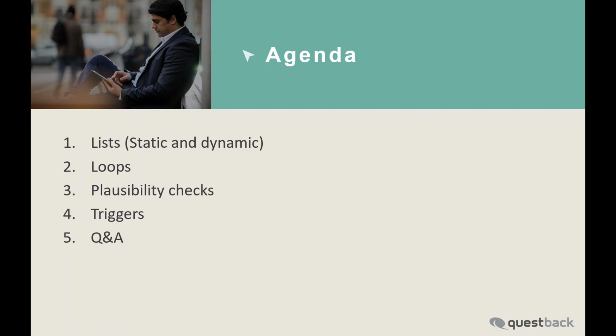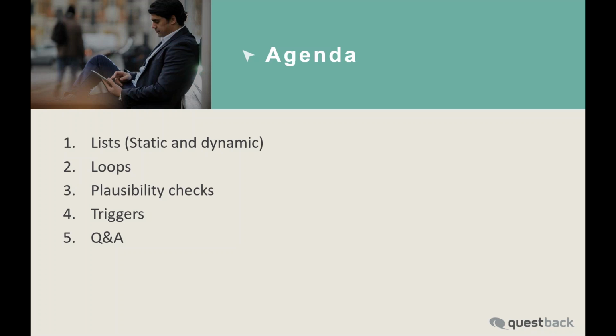So the agenda today reflects what we covered in the email we sent out to you. We'll look at lists, both static and dynamic, then loops, because one really flows into the other typically, then plausibility checks, and finally triggers. We've put a Q&A at the end, but please do stop us. If you want us to repeat something or give a bit more explanation, we're very happy to take questions as we go along using the webinar features. If not, we will get to them at the end.